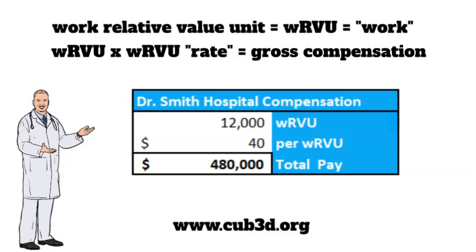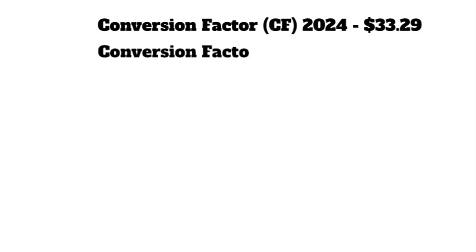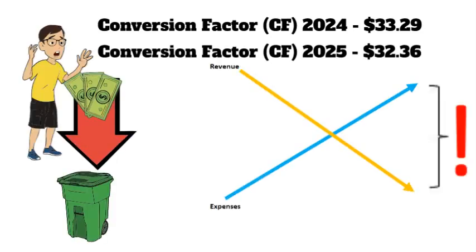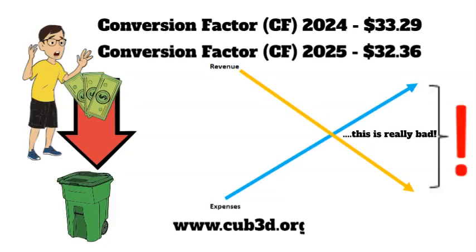In July of 2024, Medicare cut its conversion factor, CF, for calendar year 2025 services. So beginning January 1st, doctors and hospitals face yet another cut in pay for patient visits performed.